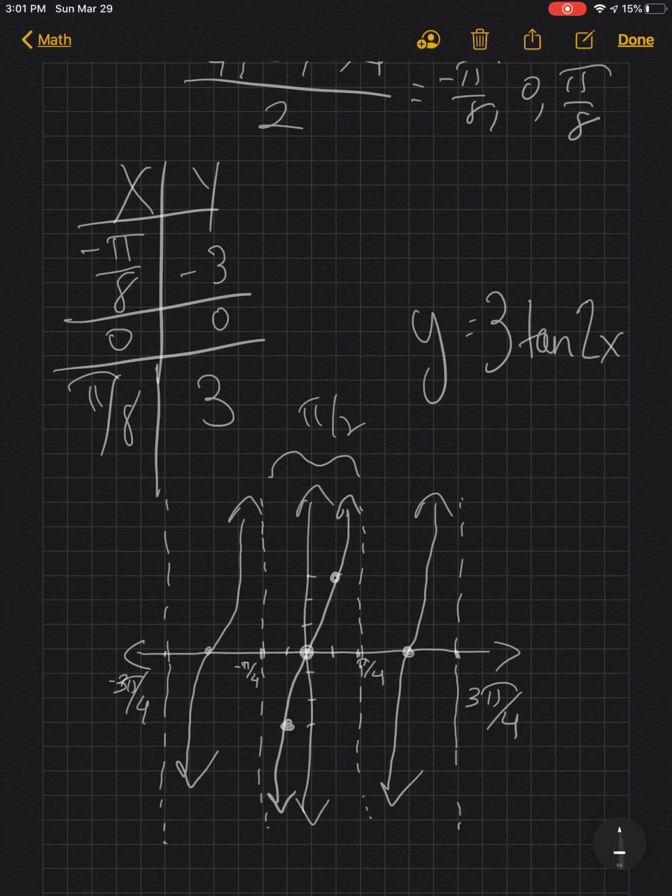So again, hopefully you understood this. Tomorrow I will go over cotangent with you, and hopefully this gives you a good idea of what to do.